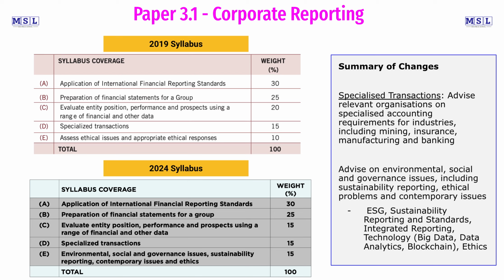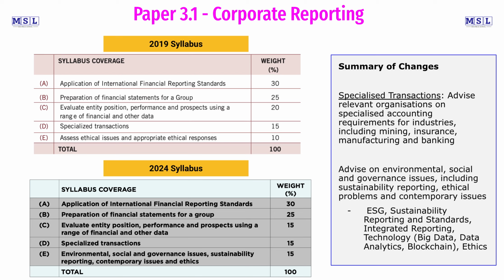That is not changing. What is changing is syllabus area C, for evaluating the entity's position, performance, and prospects using a number of measures, what students know to be ratios and interpretation. It was 20 marks in the 2019 syllabus. It's reducing to 15 marks in the 2024 syllabus. This is what currently comes as question 5 for corporate reporting students. You shouldn't expect to see a 20 marker. You should expect a 15 mark question going forward. Specialized transactions is still 15 marks.